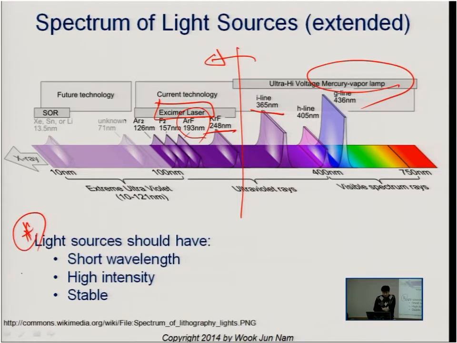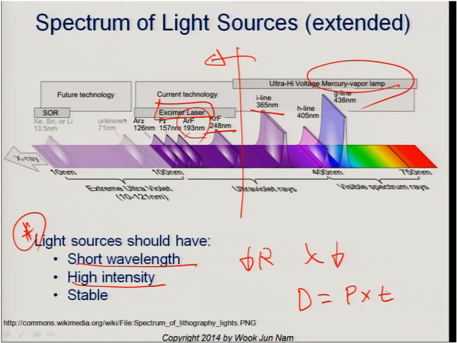The requirement of the light source is, as we discussed, to have good resolution, so the wavelength should be shorter. We need a short wavelength. And then we should have a high intensity of power density, because dose equals power density multiplied by the exposure time. So if we have a high power density, we only need a very short exposure time. High power density is directly connected to much less exposure time. In other words, a much faster processing time and higher throughput. And then this light should be stable.